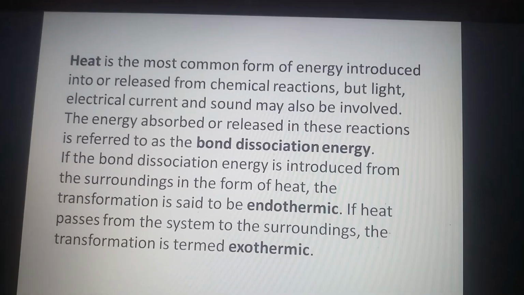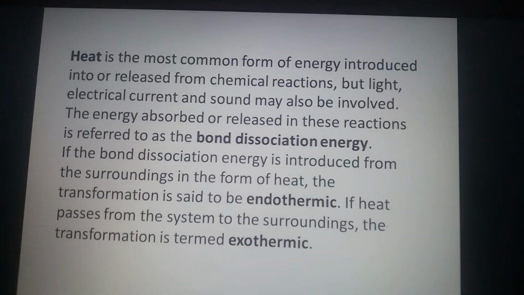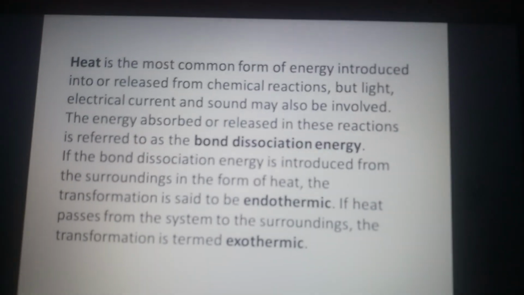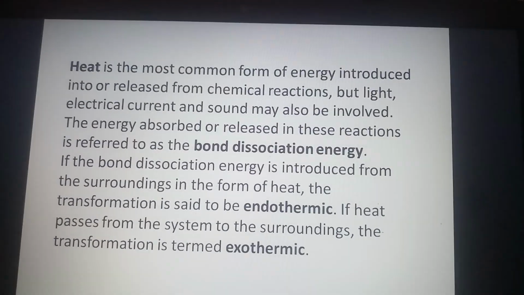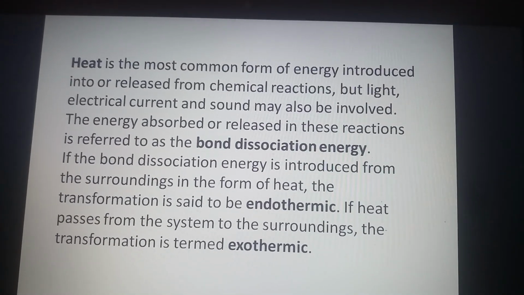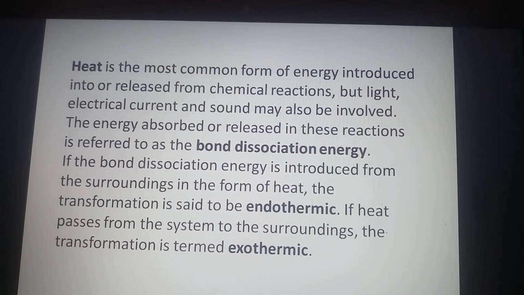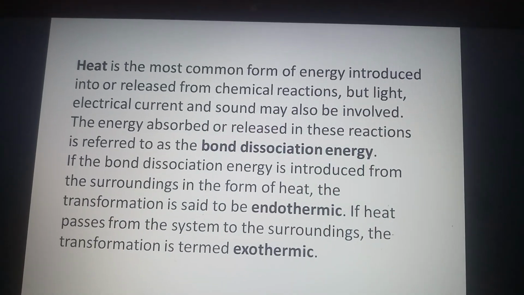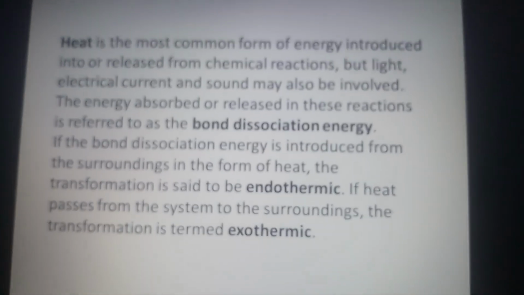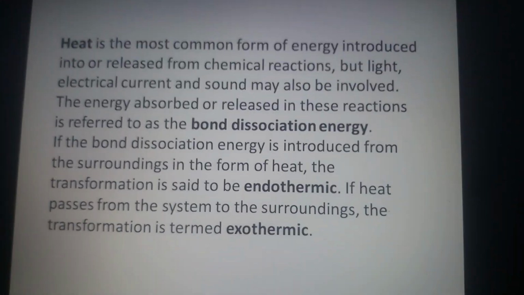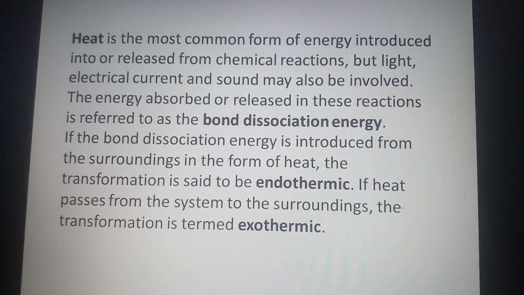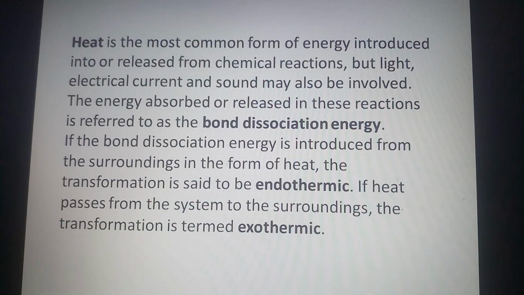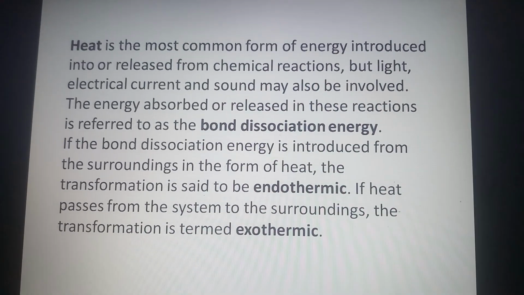To know details, we have to know some notations. For example, heat. Heat is the most common form of energy introduced into or released from chemical reactions. But sometimes light, electrical current, and sound may also be involved. The energy absorbed or released in these reactions is referred to as bond dissociation energy.